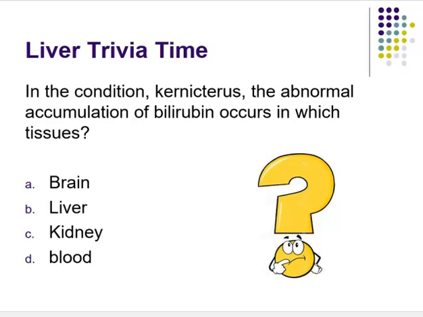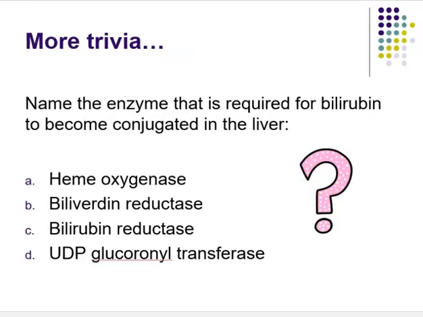So let's do a little trivia and check ourselves. In a condition called kernicterus, abnormal accumulation of bilirubin occurs in which tissues? Try to answer this on your own, or pause the video before you go on to get the correct answer. The correct answer is A, the brain. One more trivia question. Name the enzyme that is required for bilirubin to become conjugated in the liver. Try to answer this on your own before you go on to get the correct answer. The correct answer is D, UDP.